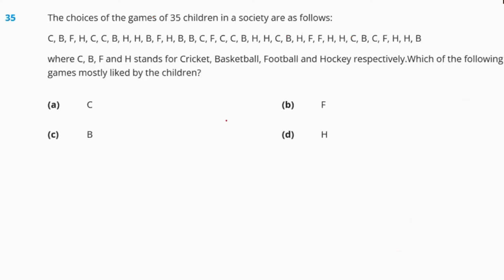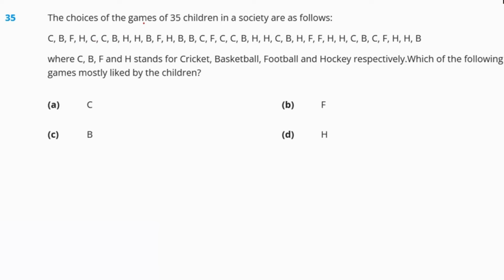Next question. The choices of games of 35 children in a society are as follows. You can see some letters here, C, B, F, and H, where C, B, F, and H stand for cricket, basketball, football, and hockey respectively. Which of the following games is mostly liked by the children? For that, we have to check which letter is repeated more.